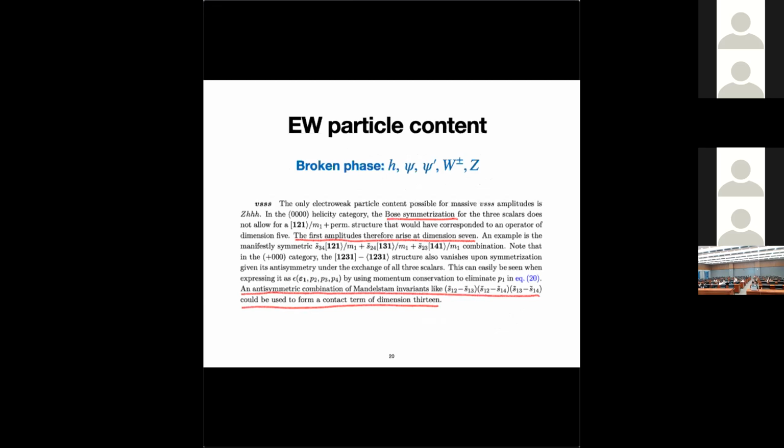And now you have to see how this works with Bose symmetry. This forbids a dimension 5 structure, and the next one appears at dimension 7. And you can work out polynomials of Mandelstam variables that are antisymmetric. And this allows us to build even a dimension 13 contact term.